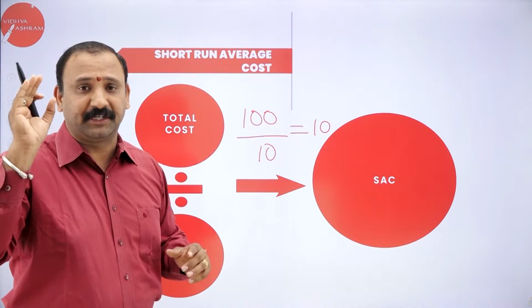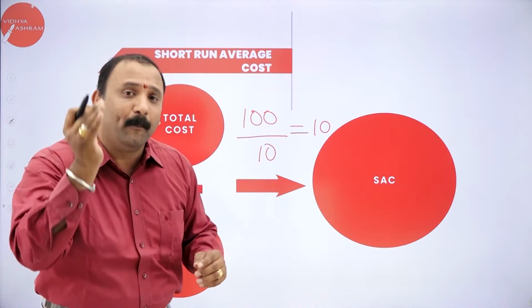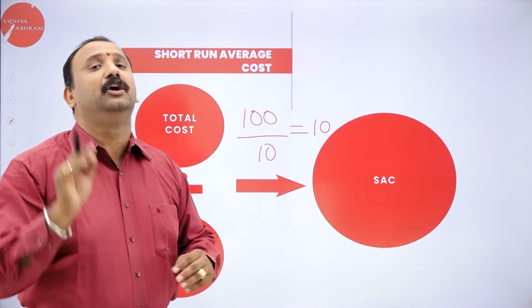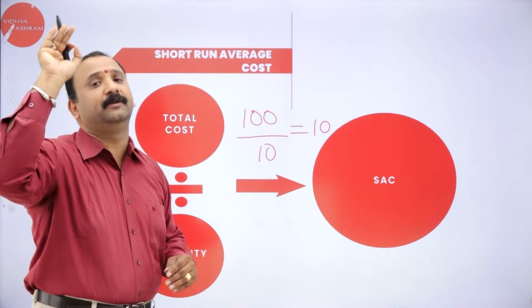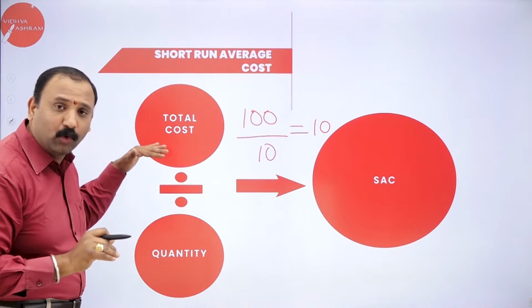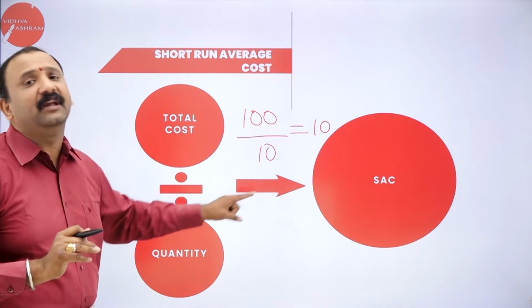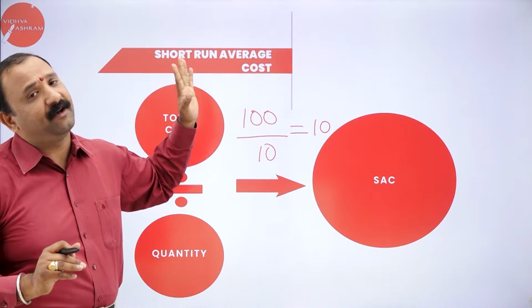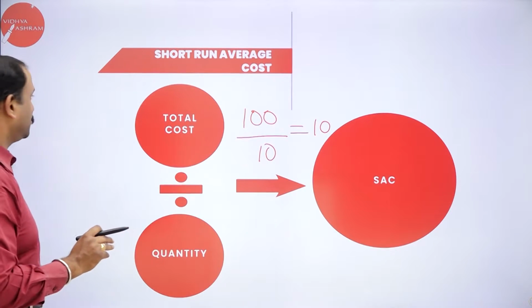That will give us a picture, even in the short run, of how much cost is needed to manufacture that particular product. So this is very, very important from an exam standpoint also. Total cost divided by quantity will give you the short-run average cost. Moving on to the next slide.